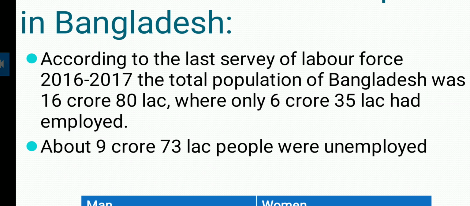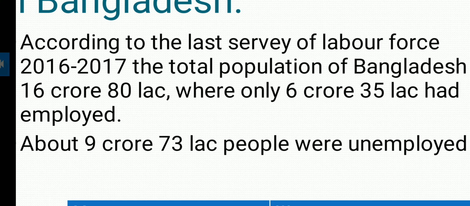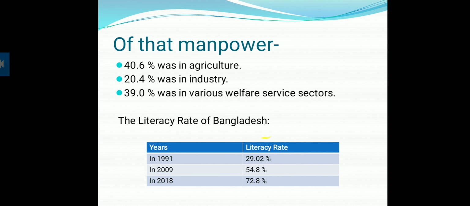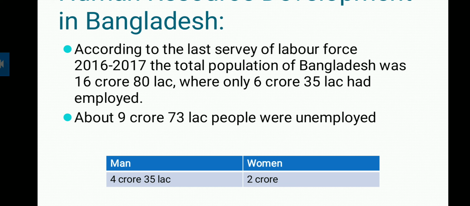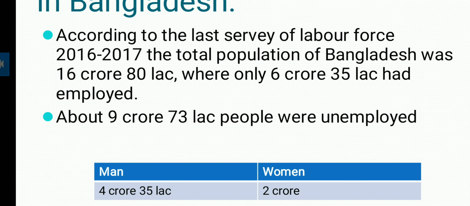So what about 9 crore 73 lakh? We subtract 6 crore 35 lakh from 16 crore 80 lakh, then we will get the 9 crore 73 lakh.